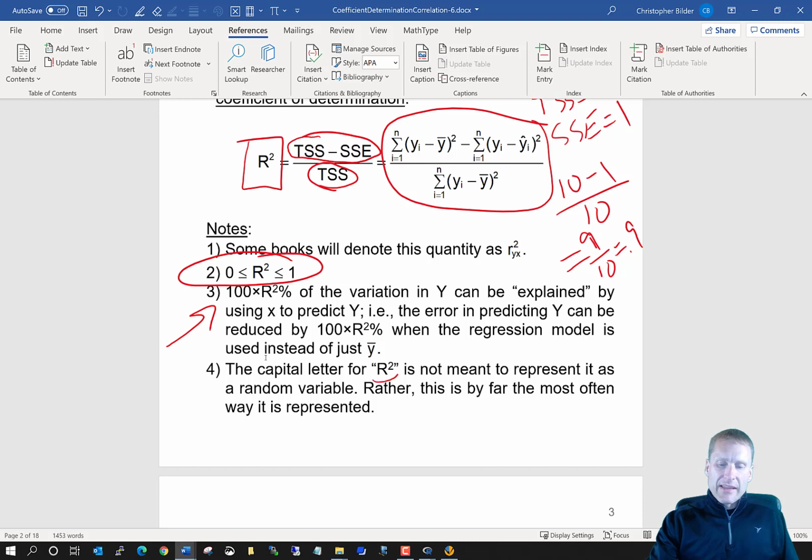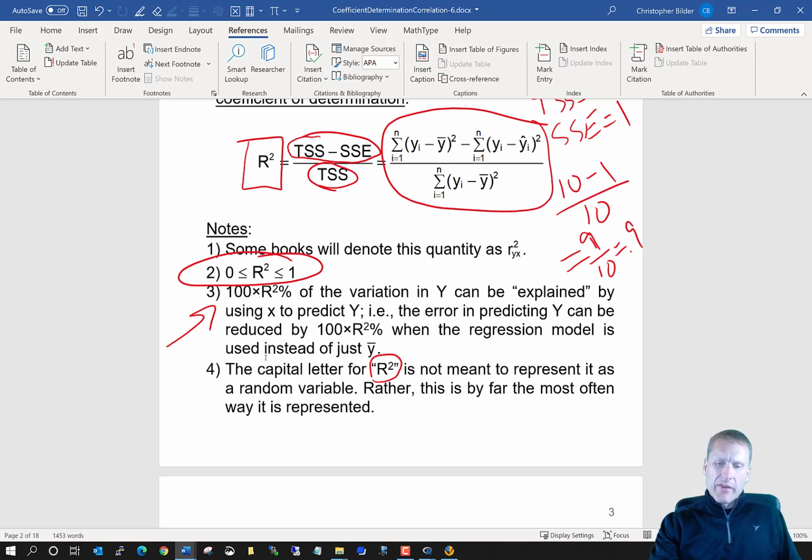Note that this capital R with a little 2 in the superscript. The capital R part is not meant to represent necessarily a random variable. It just so happens that people typically refer to this quantity as R squared always, rather than call it its official name, coefficient of determination. The square there, why do we have that?